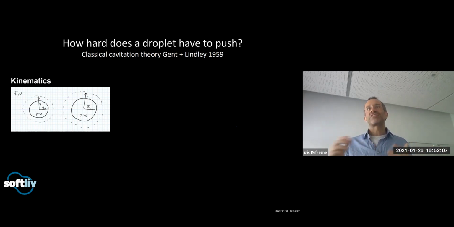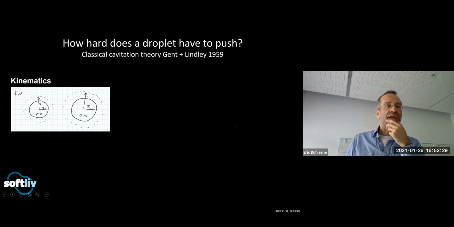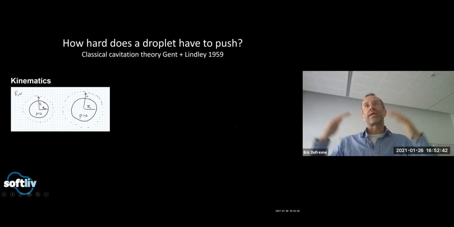So I want to tell you about the classical cavitation theory of Gent and Lindley from 1959. The basic idea is I start off with some empty cavity in a solid material, with pressure 0 inside and some initial radius capital R0. And I'm going to keep track of some material point inside of the matrix at some distance little r0 from the center. Initially my system has P equals 0. Then I inflate, I increase the pressure. The radius of the cavity increases, and this material point I'm following gets pushed out.